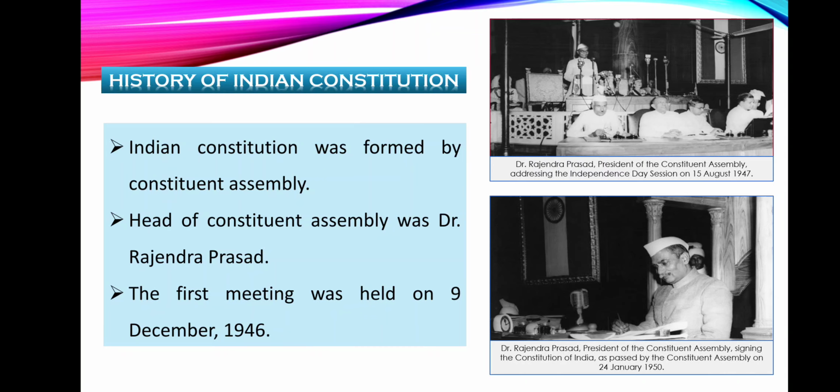And you can see there are pictures. In both the pictures Rajendra Prasad is there: in the first picture, as president of the Constituent Assembly, addressing the Independence Day session on 15th August 1947, and in the second picture, signing the Constitution of India as passed by the Constituent Assembly on 24th January 1950. Everybody should know these dates. When you are becoming literate through the book, you should never be confused about the dates, like when we celebrate Republic Day and what its importance is.